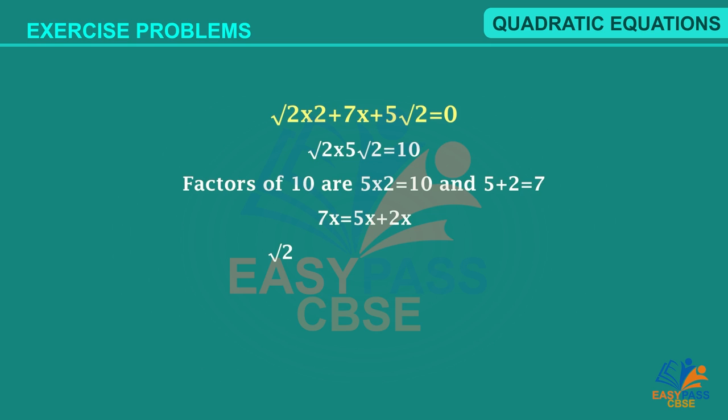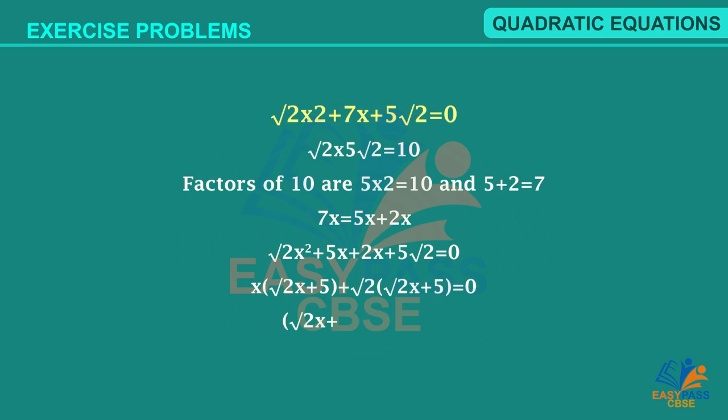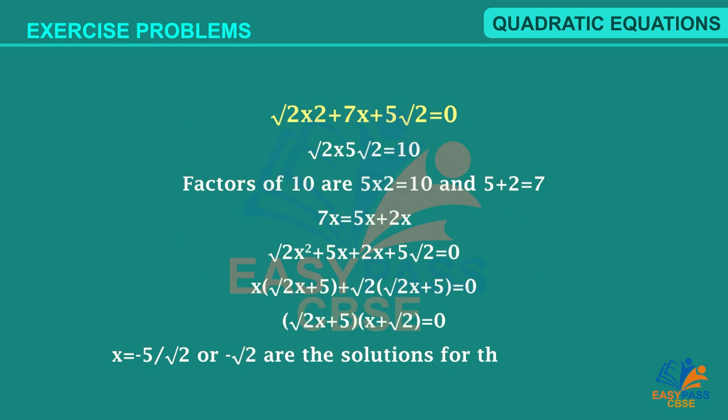So we have root 2x square plus 5x plus 2x plus 5 root 2 equal to 0. Now take x common from the first two terms. We have x times root 2x plus 5 plus root 2 times root 2x plus 5. Therefore, we have root 2x plus 5 times x plus root 2 equal to 0. Therefore, x is equal to minus 5 by root 2 or minus root 2 are the solutions for this equation.